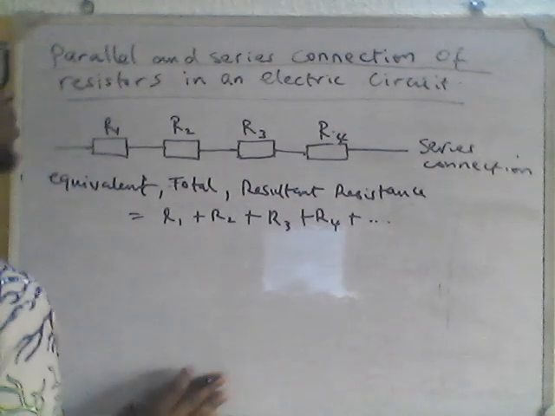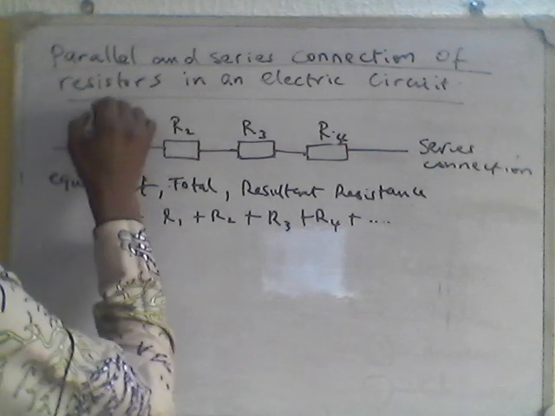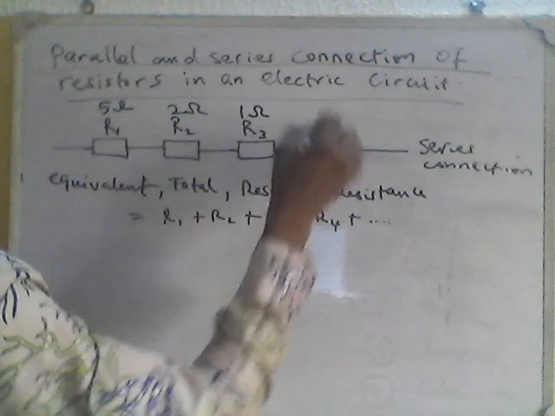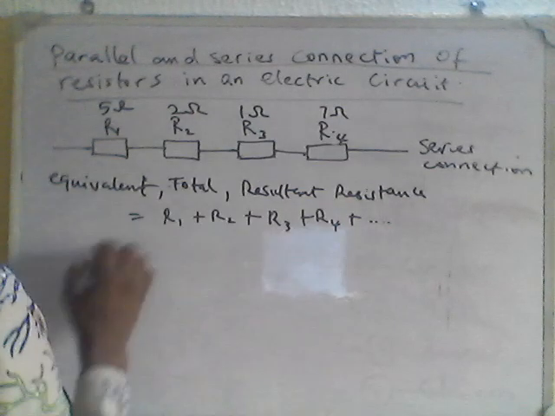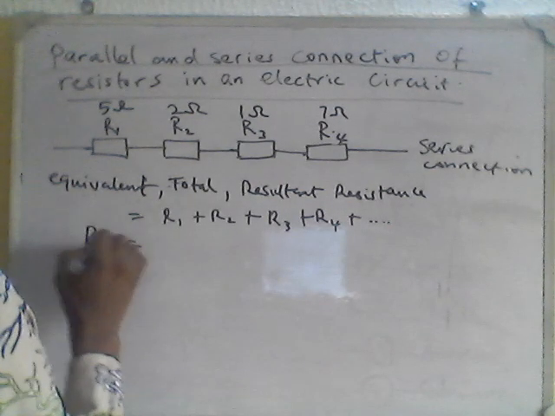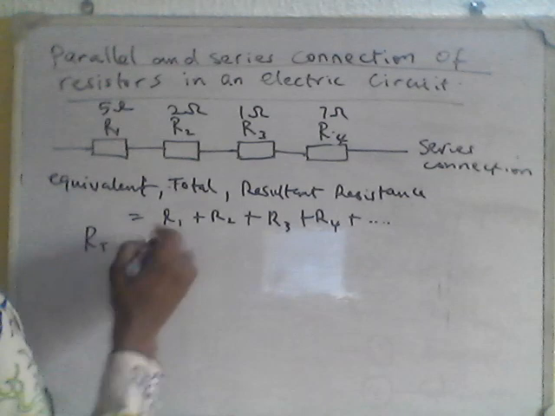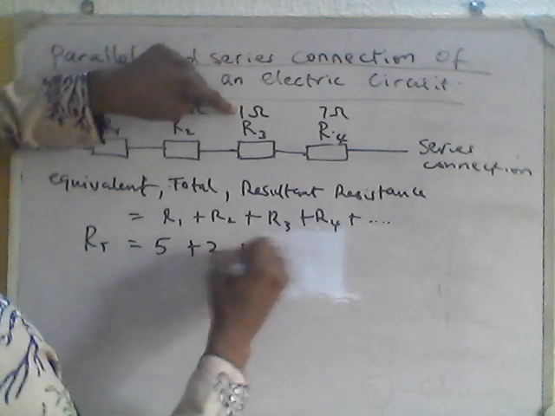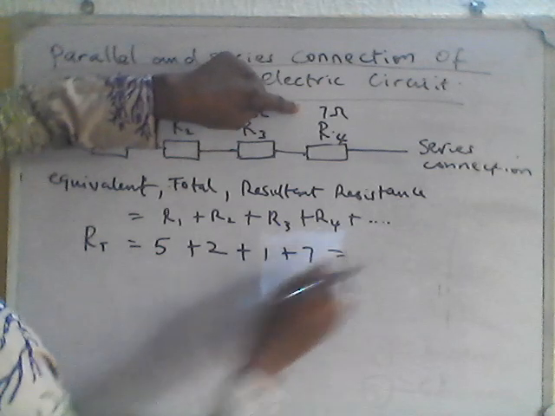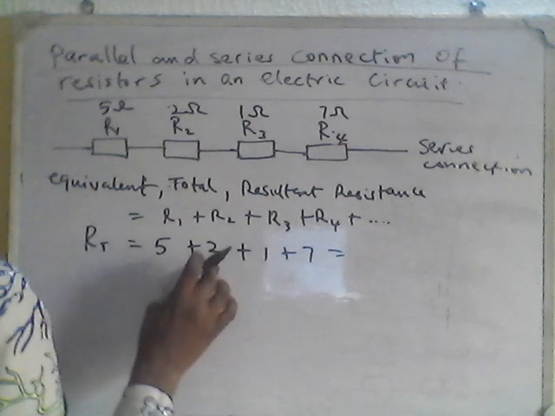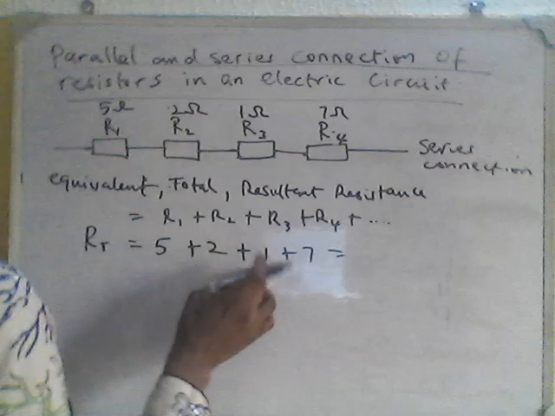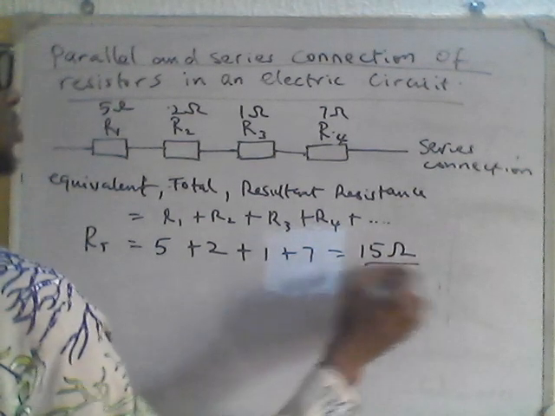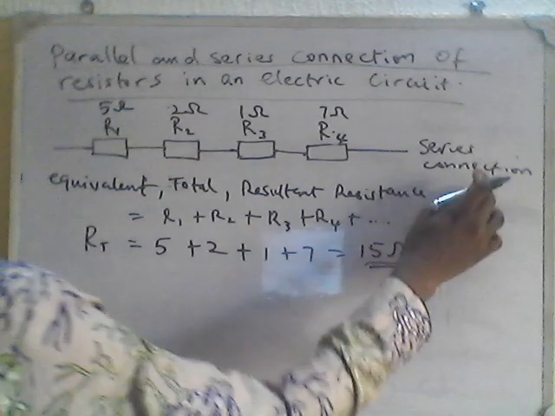So if, for instance, this is 5 ohms, this is 2 ohms, this is 1 ohm, this is 7 ohms, the total resistance RT is given as 5 plus 2 plus 1 plus 7. That will give us 5 plus 2 is 7, 7 plus 1 is 8, 8 plus 7 is what? 15 ohms. That would be for that. So this is for series connection.